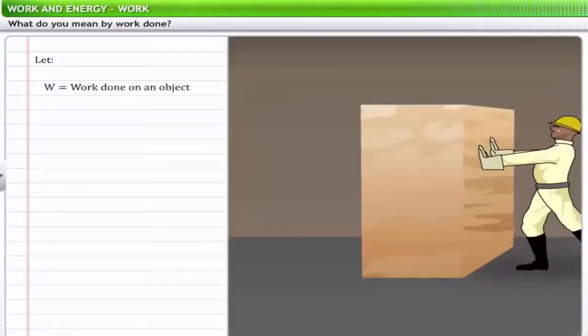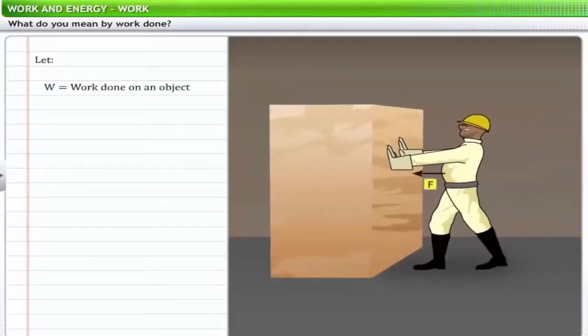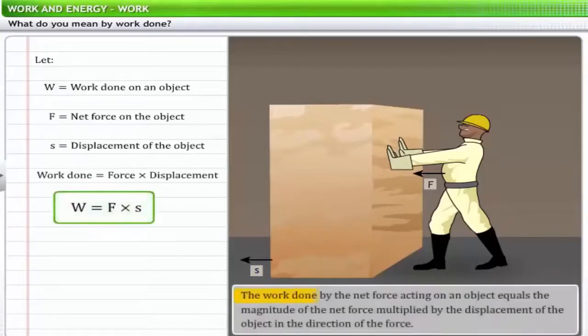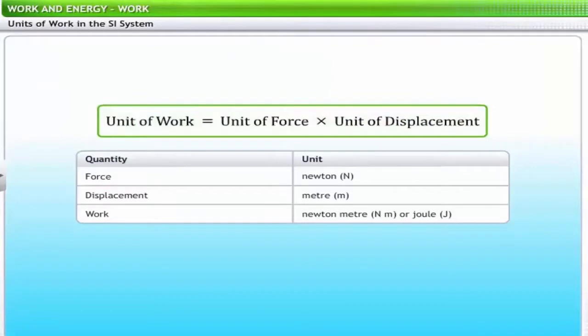Let the work done be W, the force acting on an object be F, and the displacement of the object be S. The work done is the product of force and displacement. Thus, the work done by the net force acting on an object equals the magnitude of the net force multiplied by the displacement of the object in the direction of the force. The unit of work is the product of the unit of force and the unit of displacement.